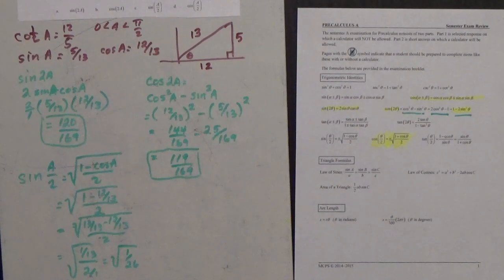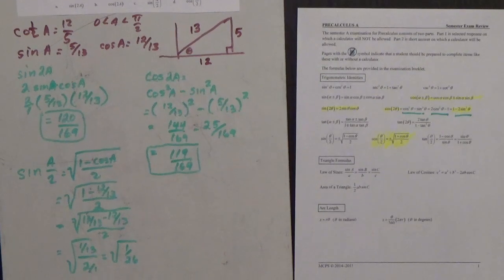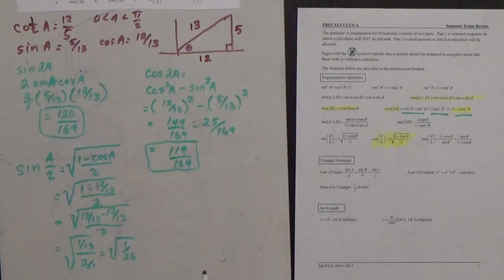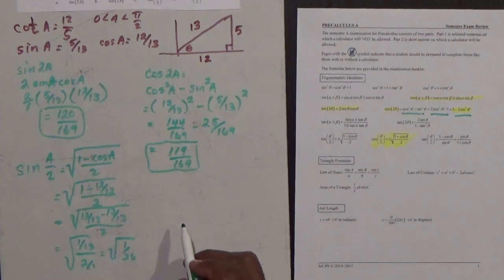If I were you, I'd take that and get the decimal value to three decimal places. I'm not going to do that for you. You can go ahead and do that. All right.